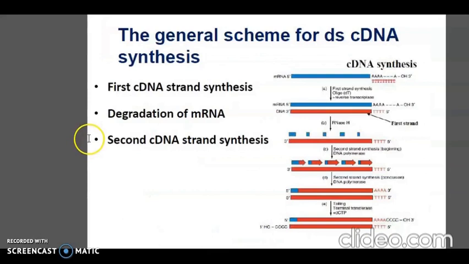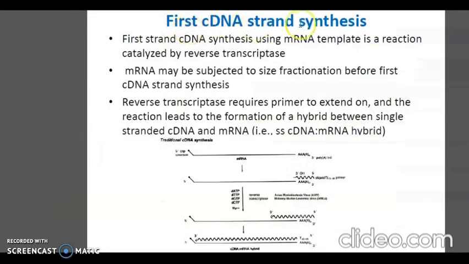The general schema of double-stranded cDNA synthesis consists of three main steps: first cDNA strand synthesis, degradation of mRNA, and second cDNA strand synthesis. The first cDNA strand synthesis is a reaction catalyzed by reverse transcriptase, and the mRNA may be subjected to size fractionation before first cDNA strand synthesis. Reverse transcriptase requires a primer to extend on, and the reaction leads to the formation of a hybrid between single-stranded cDNA and mRNA.